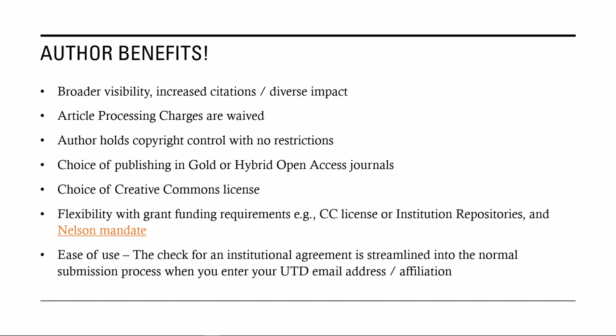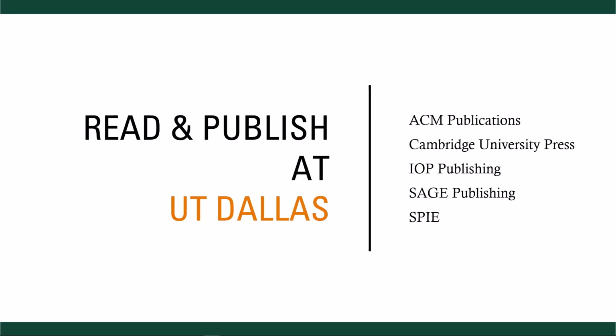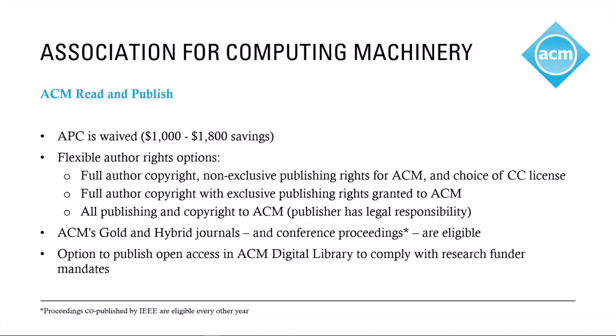And finally, it's easy to take advantage of the agreements. When the corresponding author submits the manuscript, a check for institutional affiliation simply leads to a few additional options in the form. This is streamlined into the normal submission process. There are currently 5 read and publish agreements in place, and McDermott Library is diligently seeking out viable additions as funding allows. The agreement with the Association for Computing Machinery ensures that the APC is fully waived.